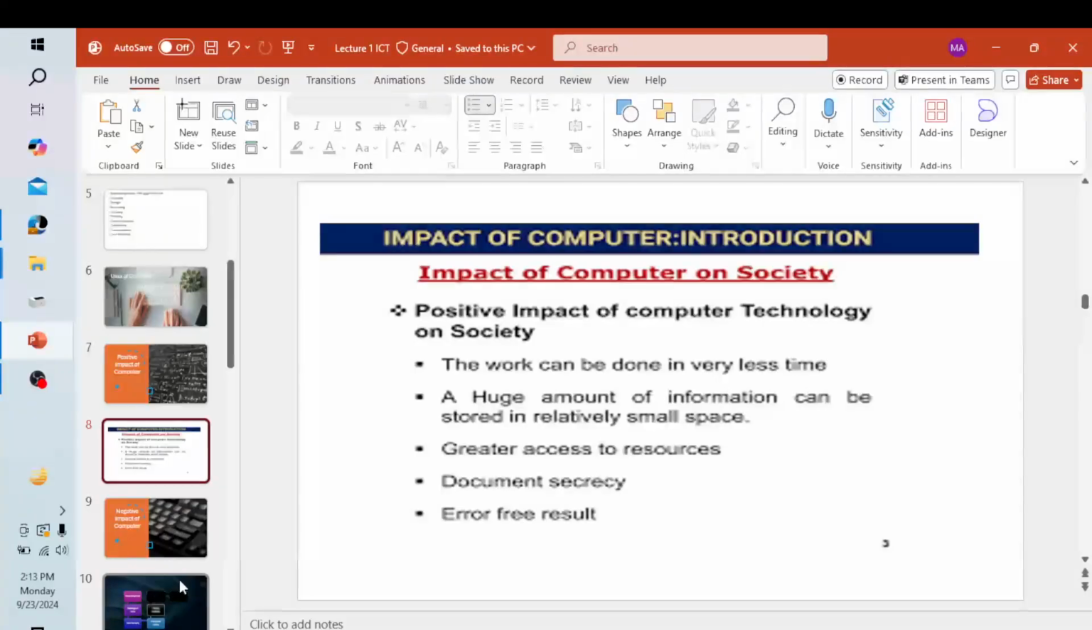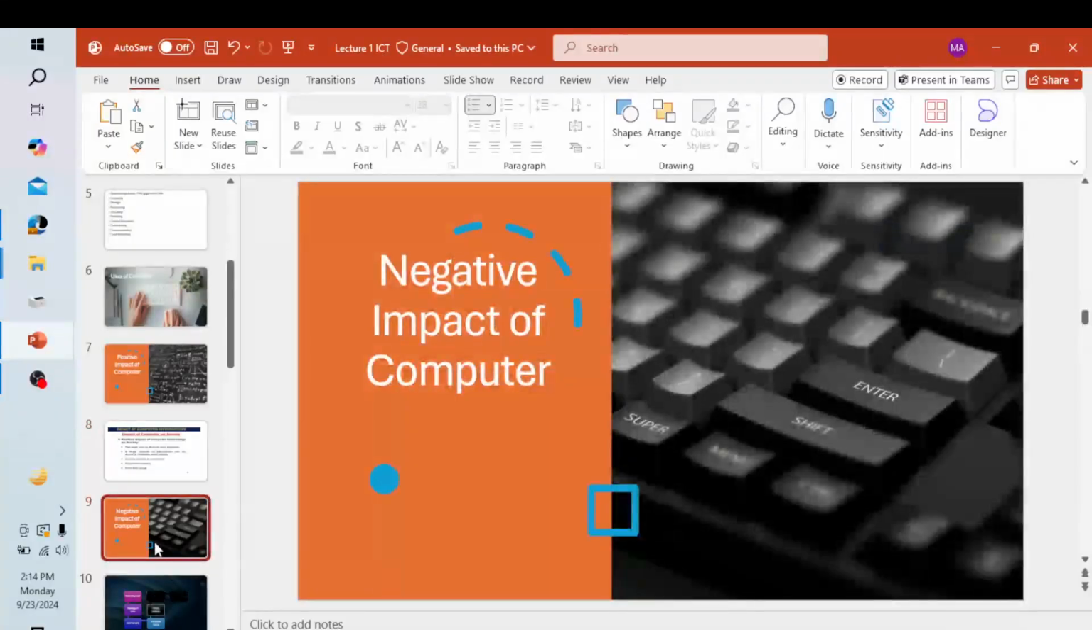Moreover, the computer is being used in every field of life, such as medical, business, industry, airline, and weather forecasting as well. So the computer has a very positive impact on our society. It is also used for future prediction and forecasting. Now we will move to the negative impacts of the computers.